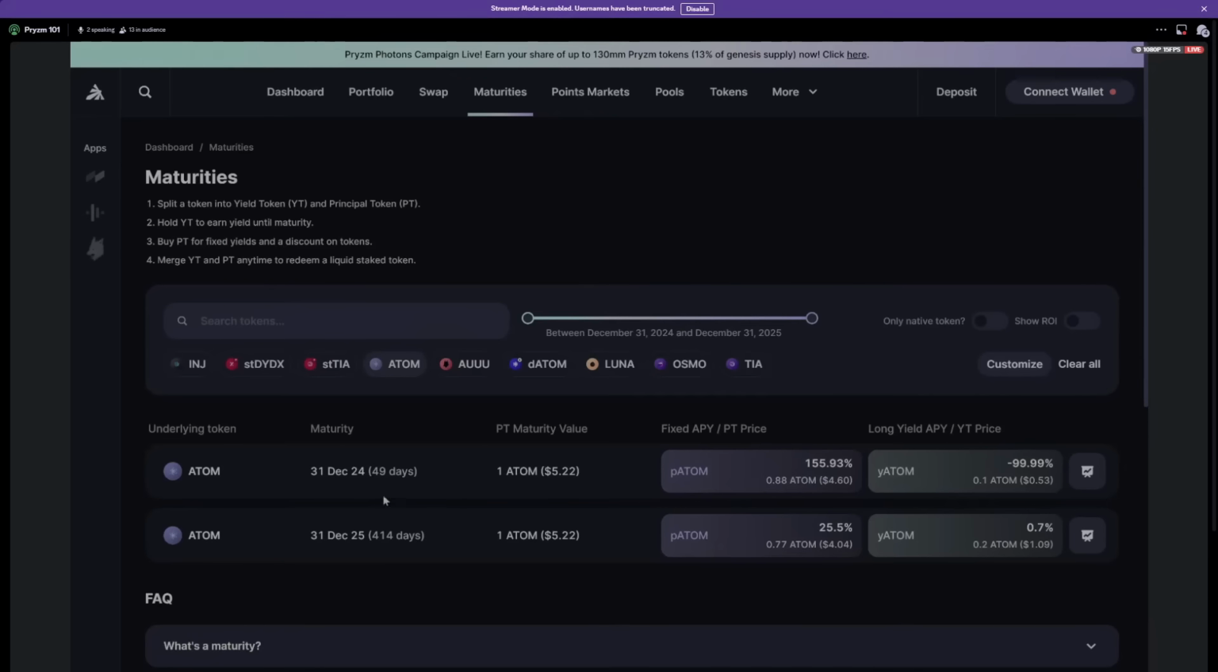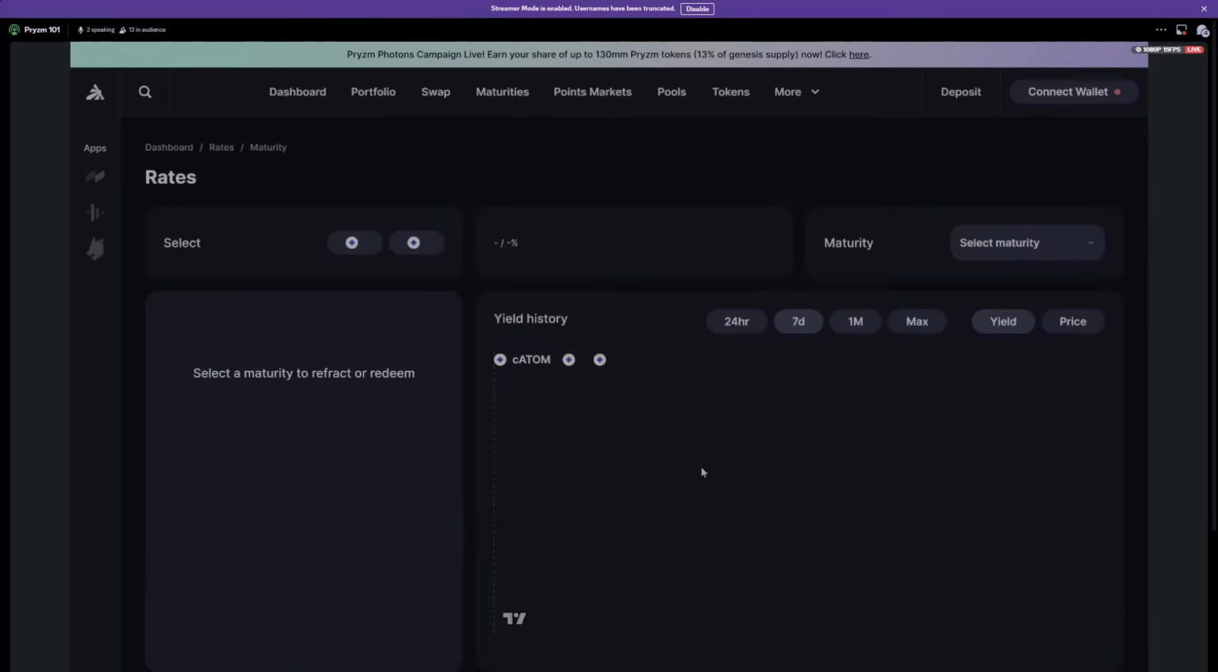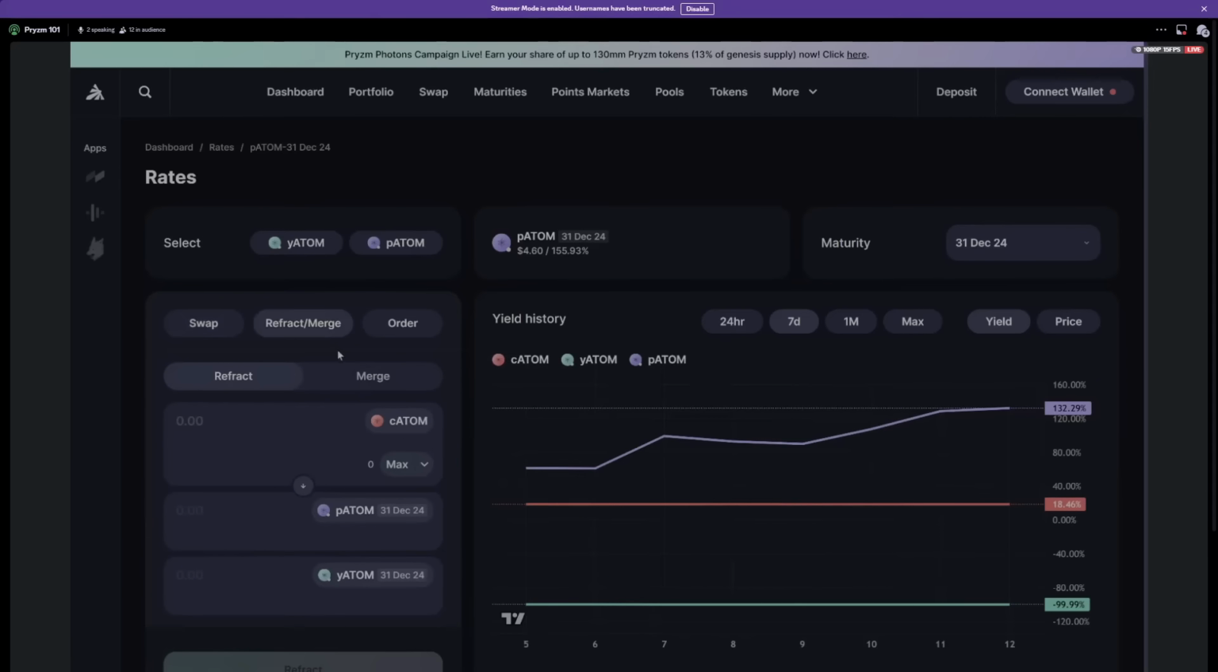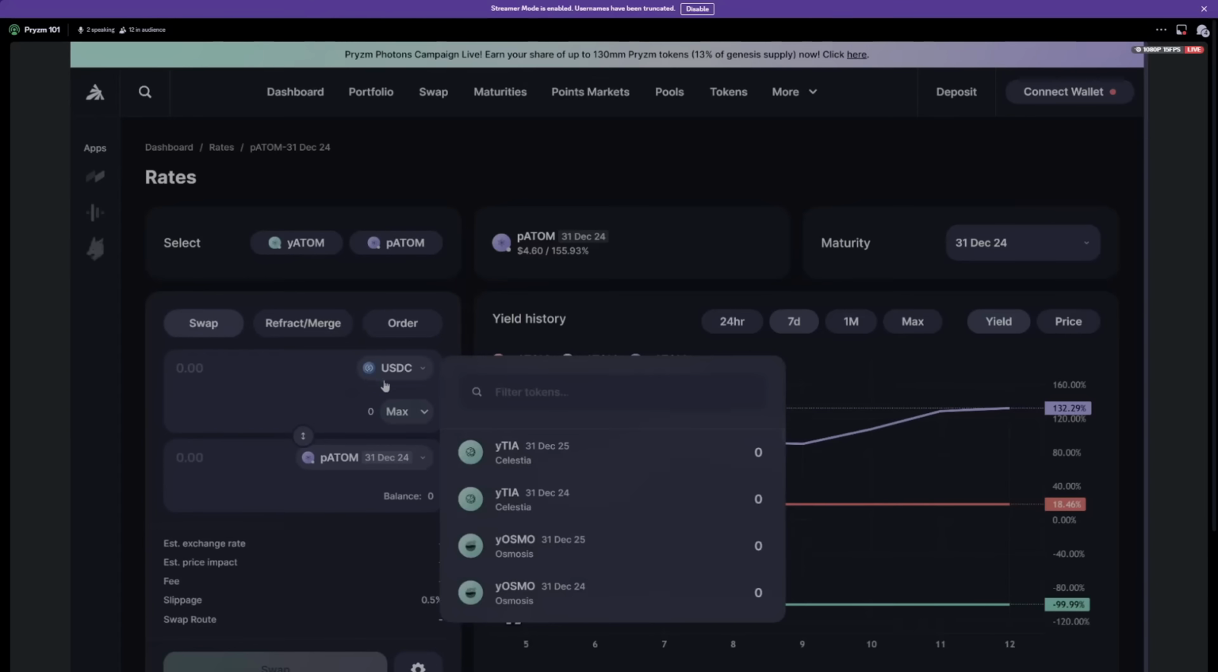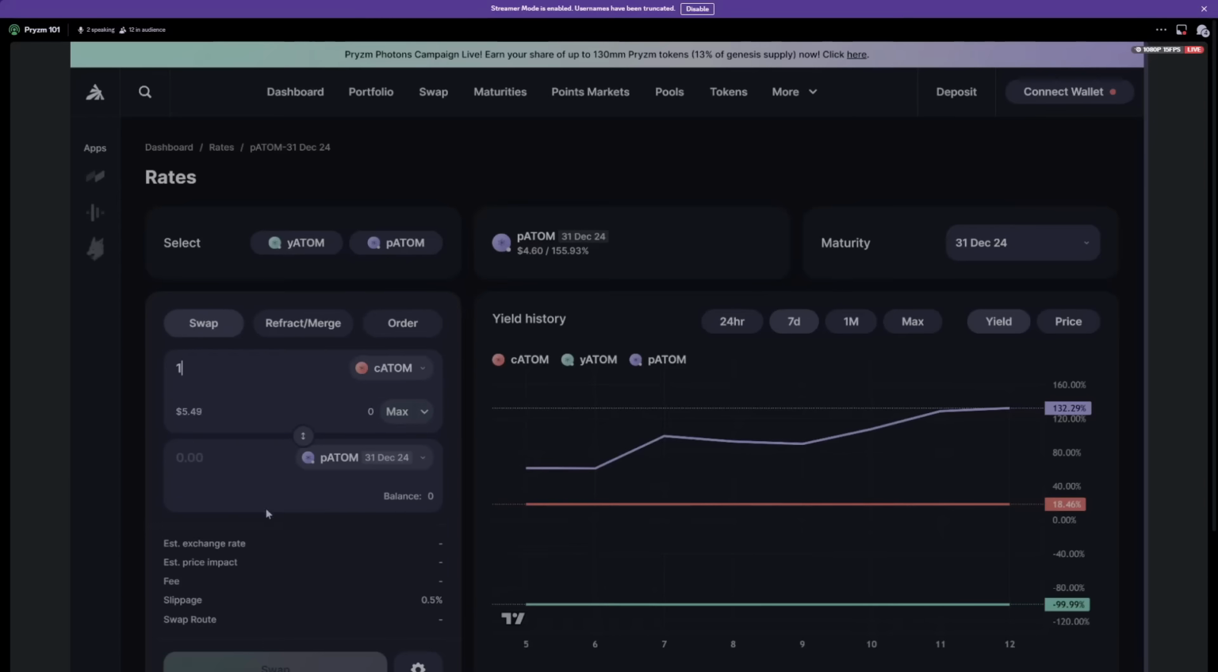You can come here, you can take your C atom and mint P atom and Y atom here. And if you decide that you want to just have the fixed yield, you can sell your Y atom that you get. Or if you decide that you just want to have floating yield, you can sell your P atom. You're also able to just do a swap if you want, and you could just swap your C atom to P atom, or you can swap your C atom to Y atom if you want.